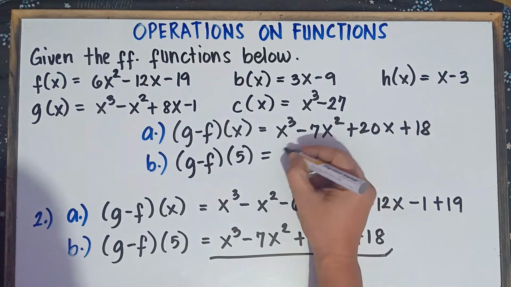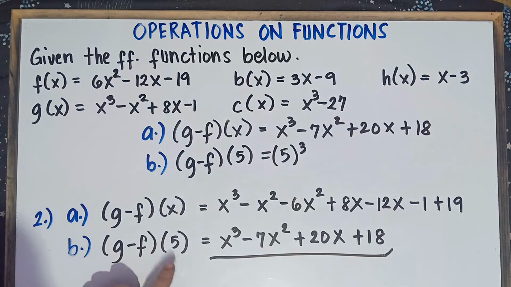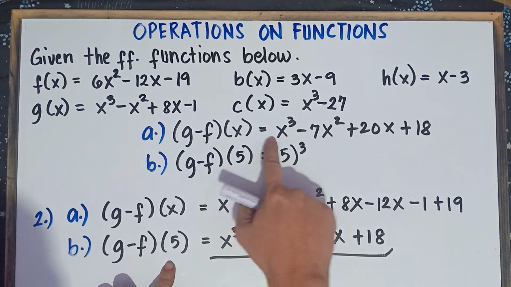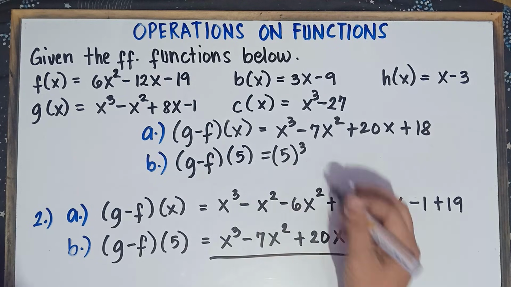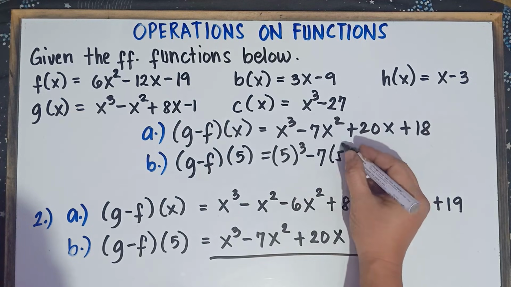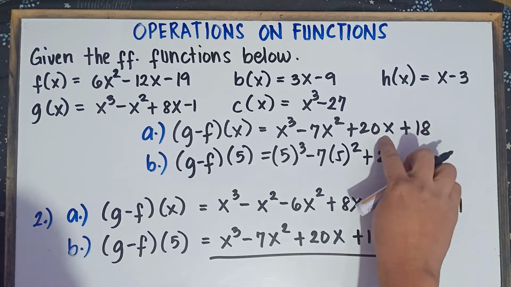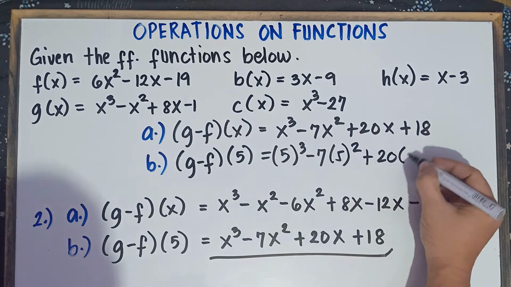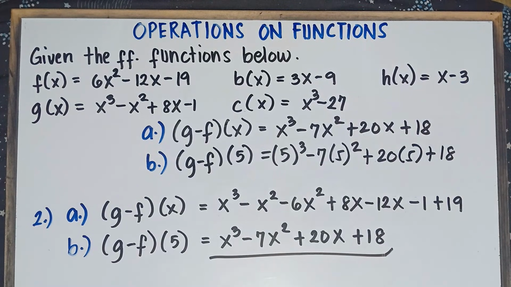So 5 quantity raised to the power of 3, minus 7 times 5 quantity squared, plus 20 times 5, and then plus 18. Once again, simply substitute the value of 5 in the given expression, and then simplify this one.